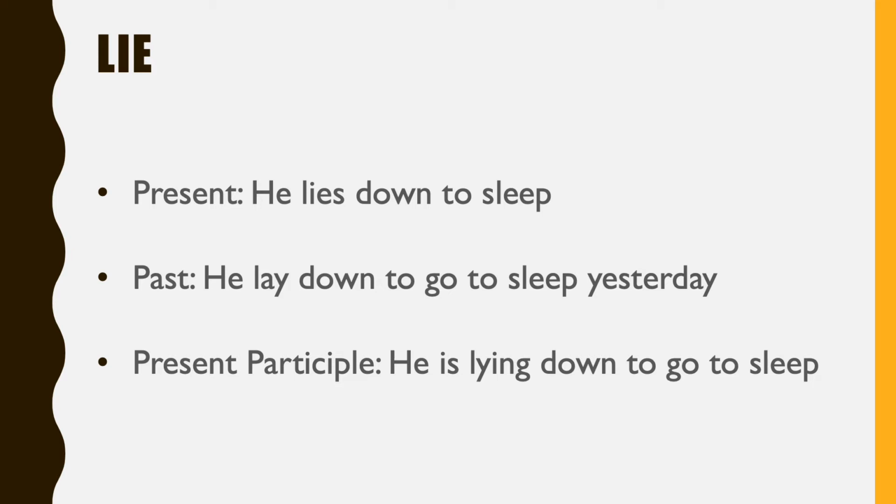And then we have the present participle. Once again, we see that helping verb here. He is lying down to go to sleep. So when you're using lie versus lay, you have to understand what the meaning of your sentence is going to be, but you also have to understand what tense your sentence is in order to pick the right one.